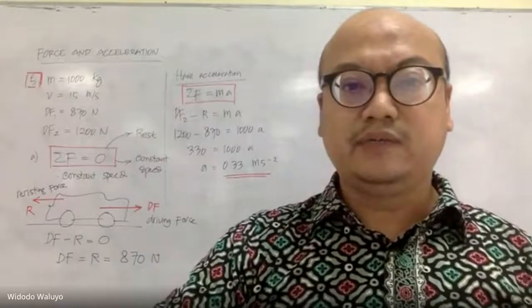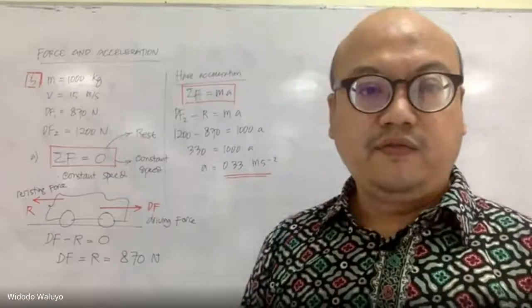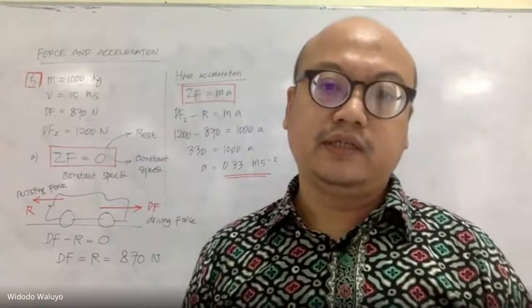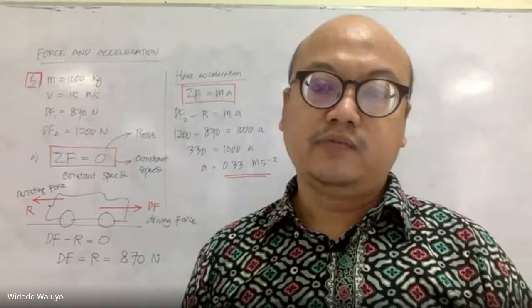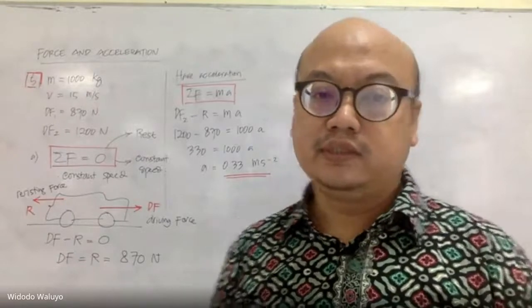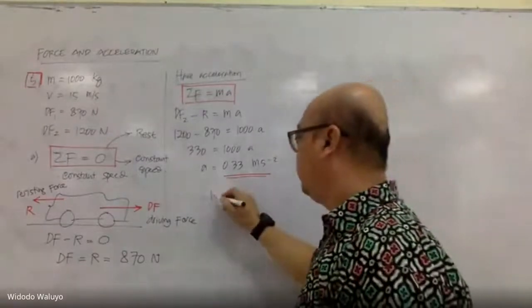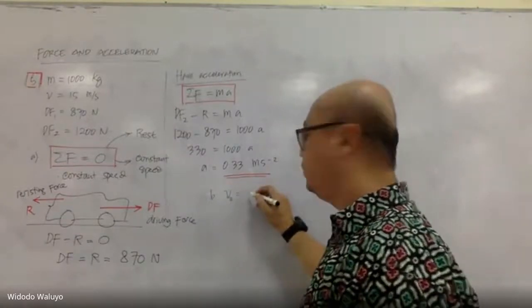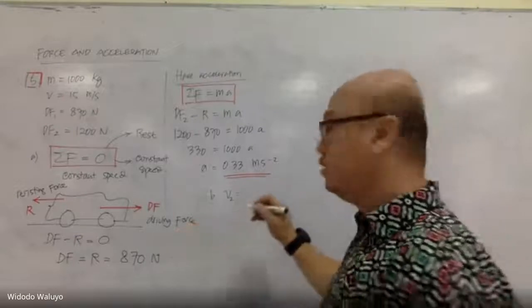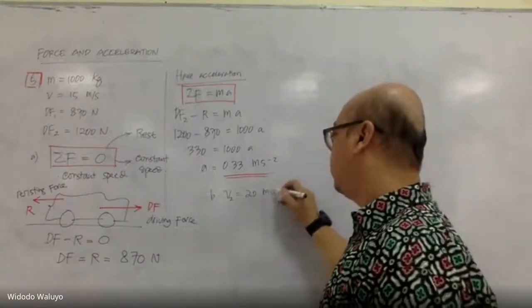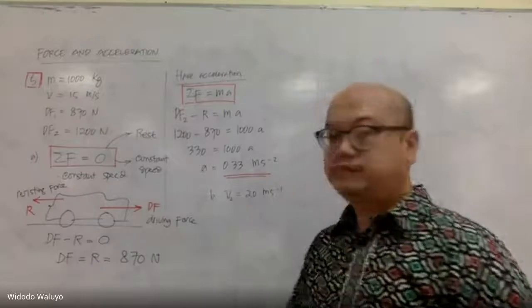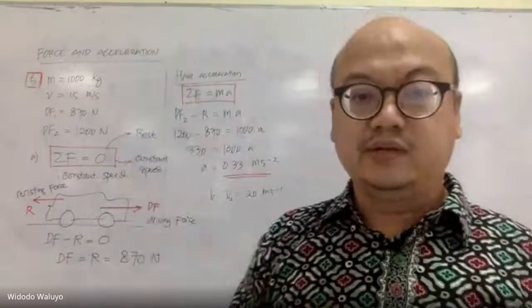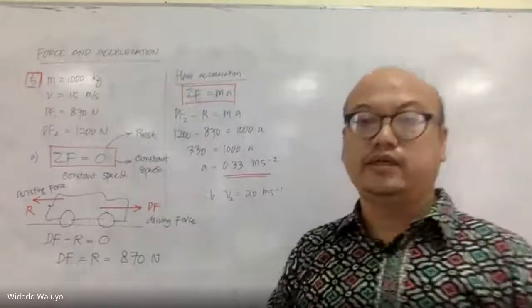Now question B is: find the resistance to motion and the acceleration when the car is moving with velocity V2, which is 20 meter second minus 1.